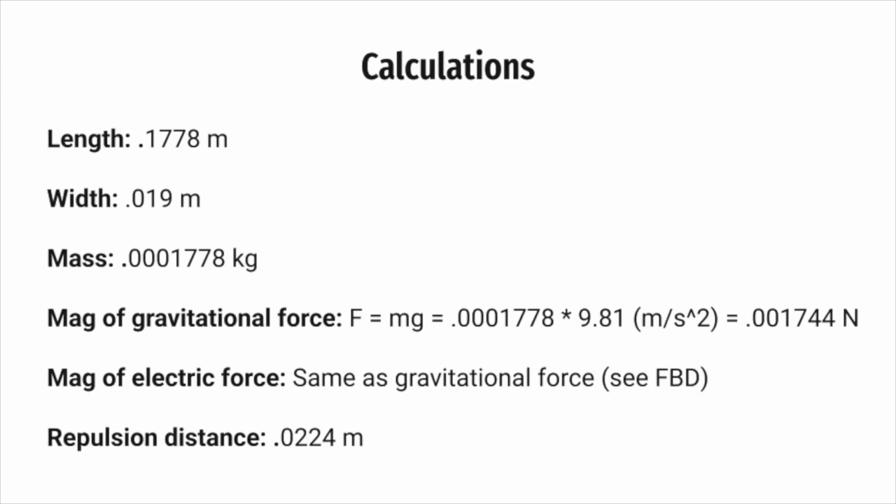Now let's discuss some numerical data that will be helpful when calculating the amount of electrons left on the piece of tape. This includes the length as shown in meters, the width, the calculated magnitude of the gravitational force in newtons, as well as the equal magnitude of the electric force as we explained in the free body diagram. Lastly, the repulsion distance between the two pieces of tape, also shown in meters.